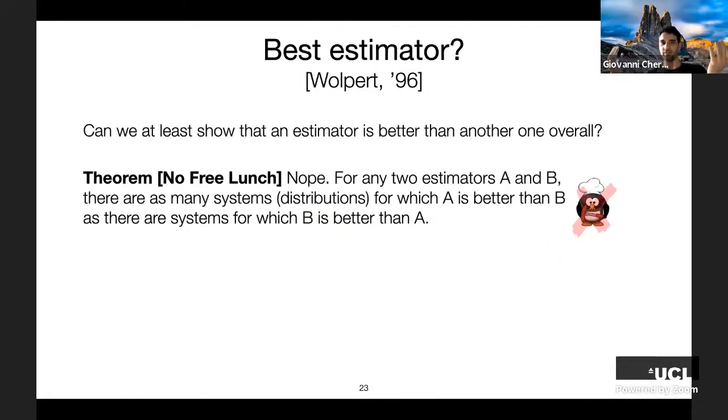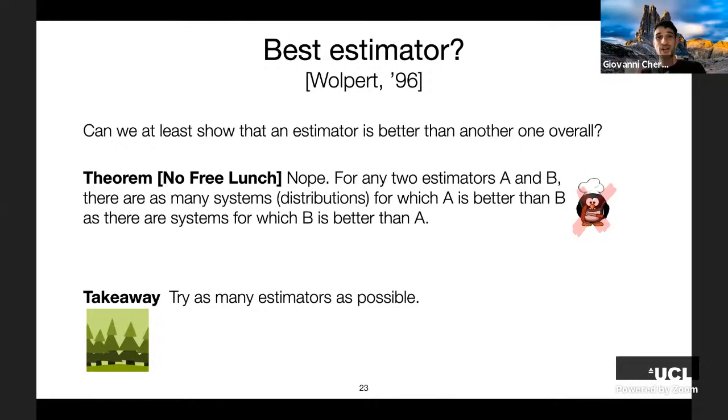Now, another question you may have is, can we at least say that one estimator is usually better than another one? And a famous result called the no free lunch theorem by Wolpert answers this question negatively also. For any two estimators, and in our context, for any two leakage estimators, there are exactly as many systems or channels such that the first one is better than the second one and the other way around. So the takeaway from this is, again, we should just try as many estimators as we can. And the good news, of course, is that machine learning theory gives us several estimators, an entire class of universally consistent estimators which we can use.